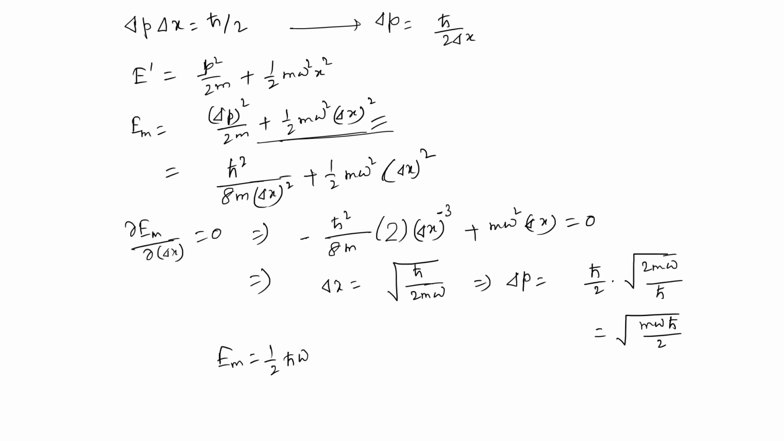So the minimum energy half h cut omega is consistent with the Heisenberg uncertainty principle, and this energy indicates that even if the particle is at rest, there is some minimum energy, half h cut omega. Even if the temperature of the system is 0, there will still be a non-zero minimum energy. This is consistent with the Heisenberg uncertainty principle.